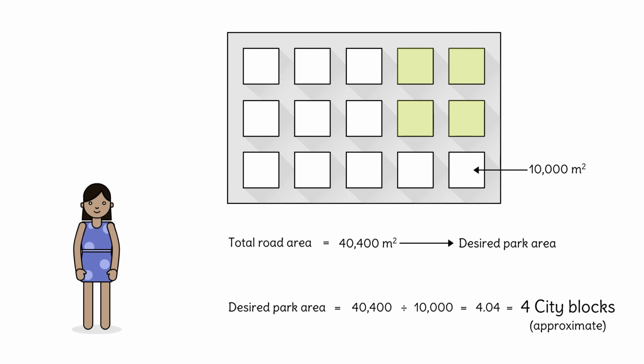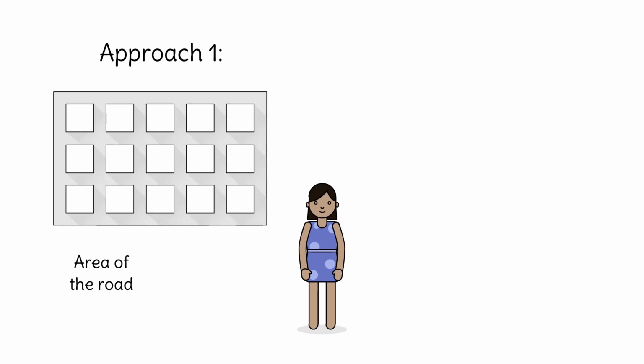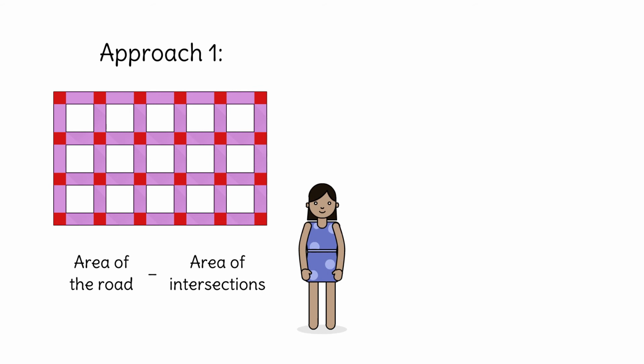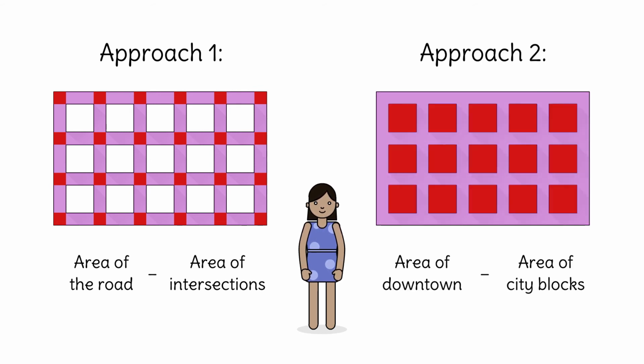When solving composite area problems, it's important to remember that there will be several possible approaches. In this case, our first approach was to find the area of the roads directly and subtract the intersections. Our second approach was to find the area of the downtown and subtract the city blocks. You should be creative with composite area problems and pick an approach that works best for you. Even better, pick 2 and see if you get the same result in both cases.